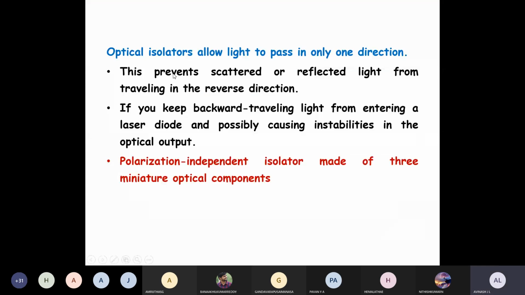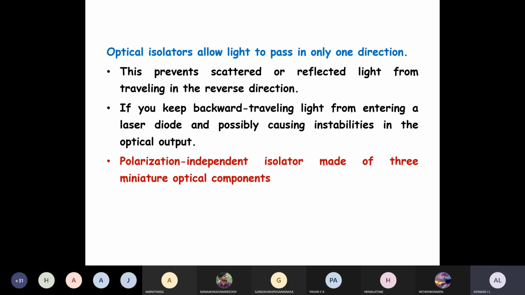Okay. So now optical isolators. When you are talking about optical isolators, they allow light to pass in only one direction. That is very, very simple. Isolation means what? The wave should not get mixed anywhere. So here optical isolators allow the light to pass in only one direction.